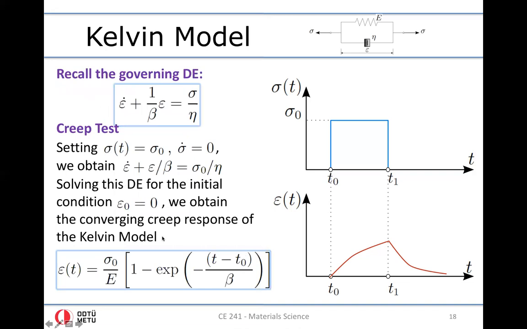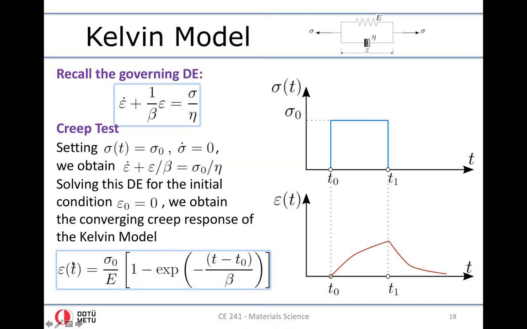Okay, so if you solve this expression, you obtain this for the initial value epsilon 0 equals 0. This is exactly what you have here. And as you see, when you set t equals infinity, this term vanishes identically, and you are left with sigma 0 over E. That is the steady state value.